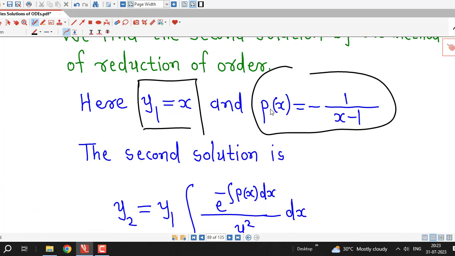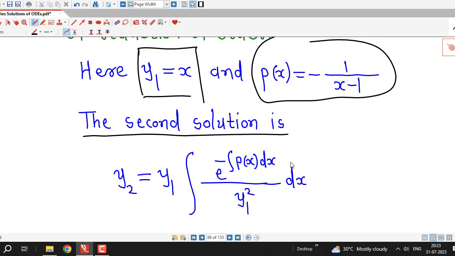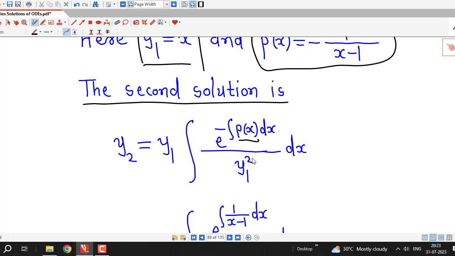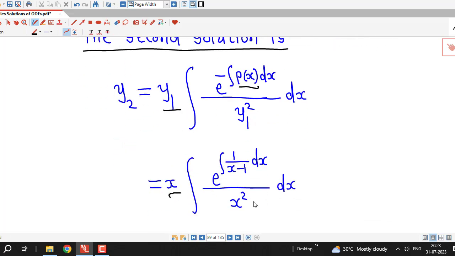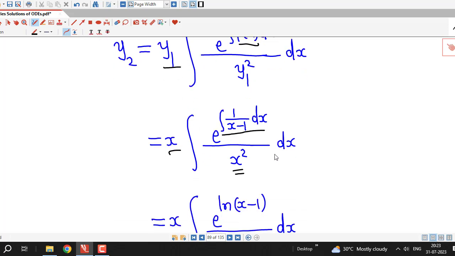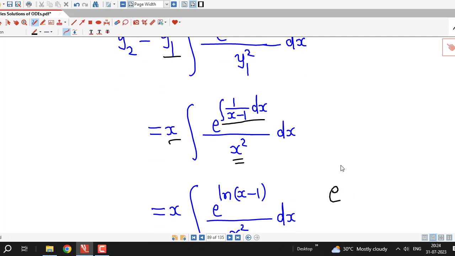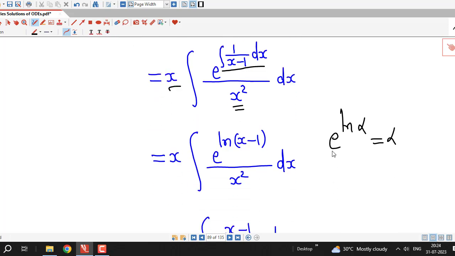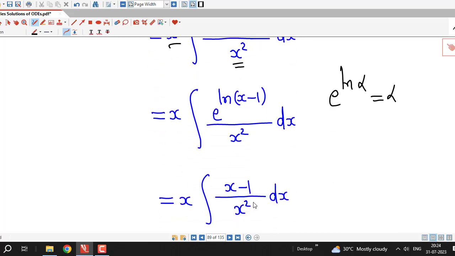So that I have written here, and I have a ready-made formula for the second solution using the method of reduction of order. Here I substitute the value of px. Px is negative, so this negative will be positive. Y1 is x, so I have written y1 also. E raised to minus of minus 1 over x minus 1, that is minus plus. Integral of this is log of x minus 1, and we know that e to the power ln alpha is alpha because these two functions are inverses of each other. So I have x minus 1 over x square.